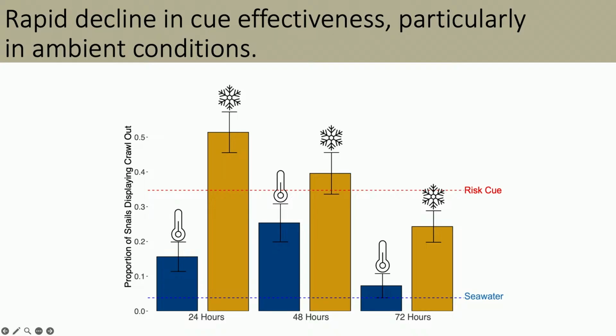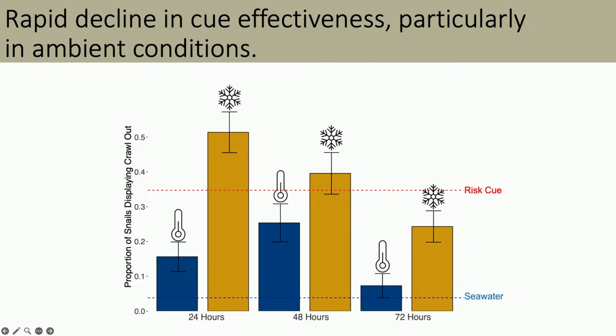So I should just point out, the red dotted line is the proportion of snails responding to the risk cue at time 0. And then the blue dotted line is the proportion of snails responding to just raw seawater without any predator cue. And you can see that the blue bars reach that control level after 72 hours. Freezing the cue actually leaves the effectiveness of the cue intact for a longer period of time, suggesting then that bacteria is playing a role in degrading these cues.